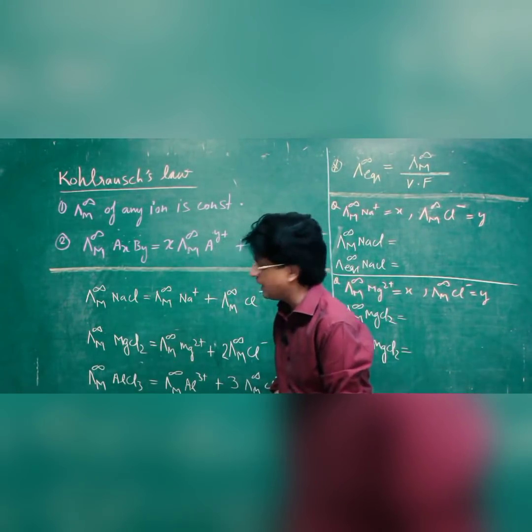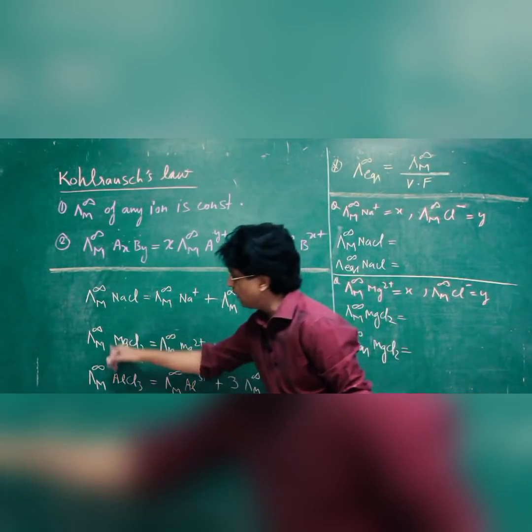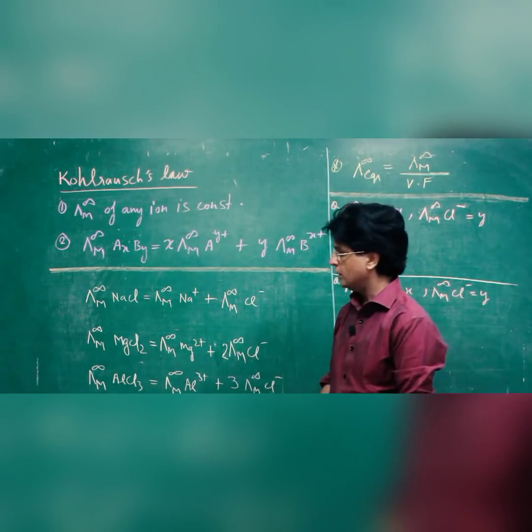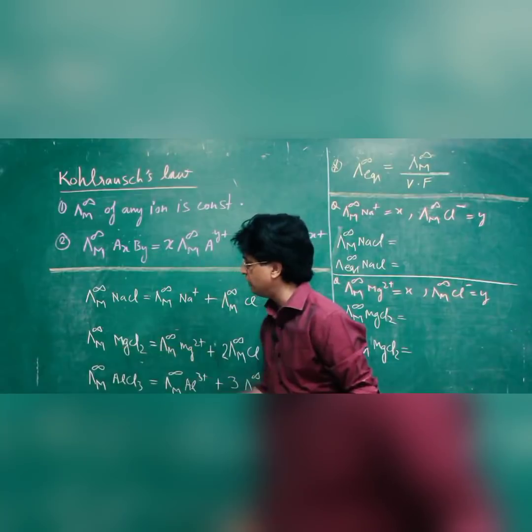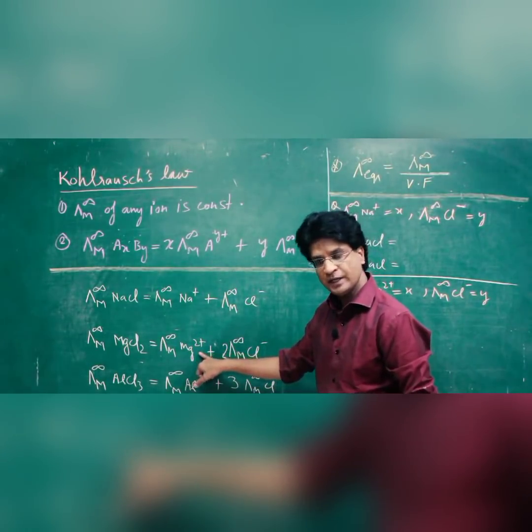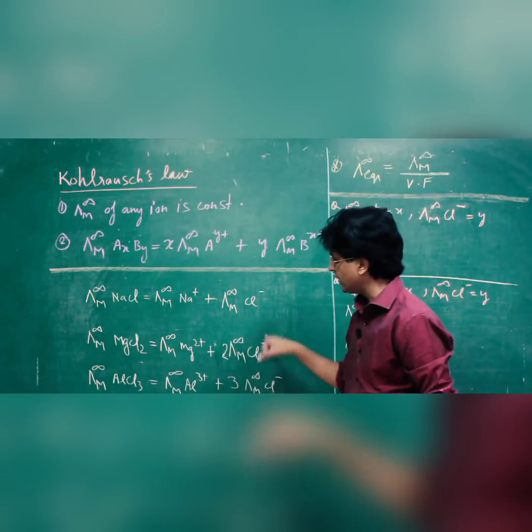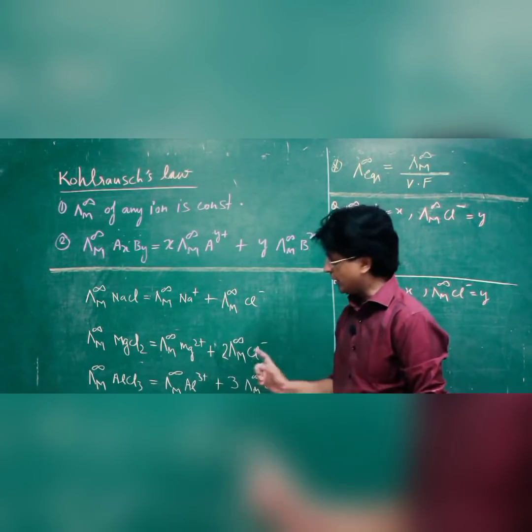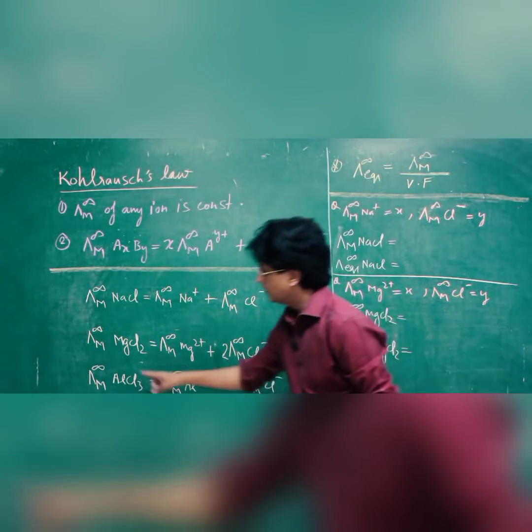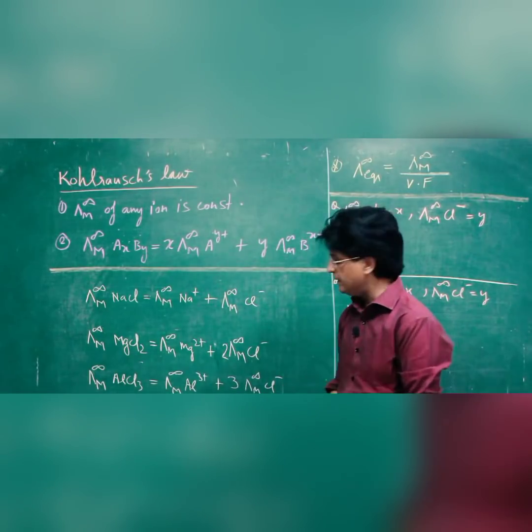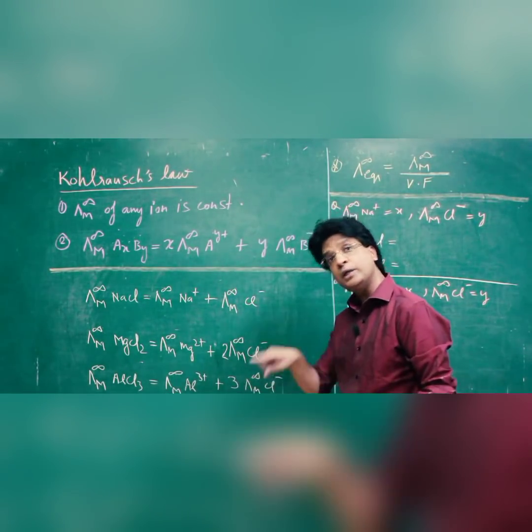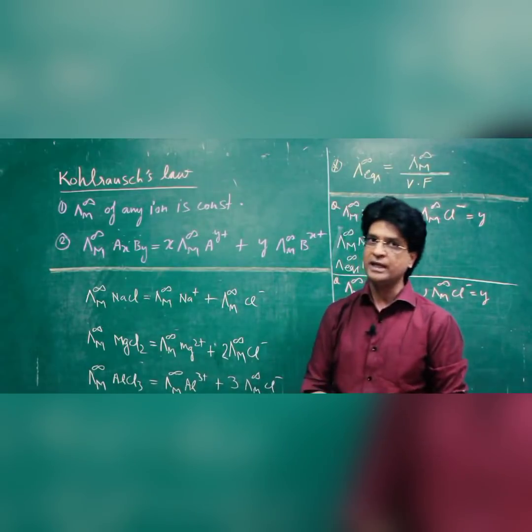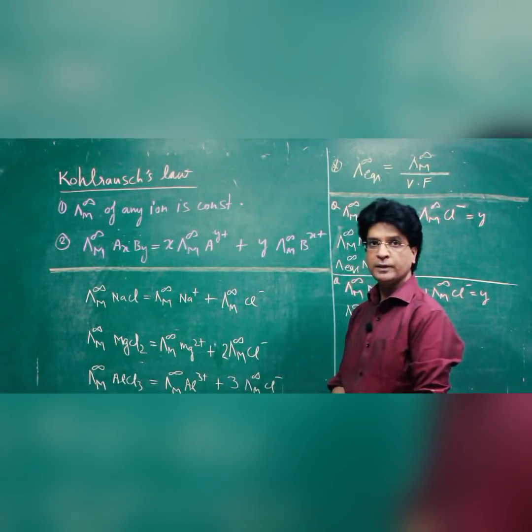Now the molar conductance of MgCl2. One molar MgCl2 will give you 1 molar Mg2+ ions and 2 molar Cl- ions. So the molar conductance of this electrolyte will be the molar conductance of Mg2+ plus 2 into the molar conductance of Cl-. Why? Because we have got 2 Cl- ions and only 1 Mg2+ ion, so I have to multiply by 2. The molar conductance of AlCl3 similarly will be the molar conductance of the aluminum ion plus 3 into the molar conductance of Cl-, because in 1 mole of AlCl3 we have got 3 Cl- ions. So I will have to multiply by 3.